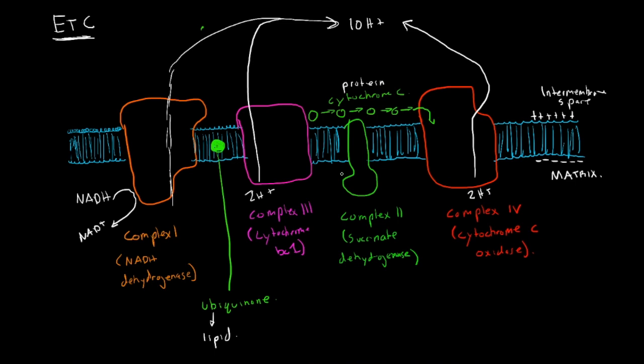All of these complexes make a series of redox reactions. The electrons come in with NADH and FADH2, and each complex has an increasing redox potential. Energy is released every single time that an electron is passed to the next complex, and this energy is what is used to pump hydrogen ions from the matrix to the intermembrane space, which I've drawn right here. This is what creates what is called an electrochemical gradient.